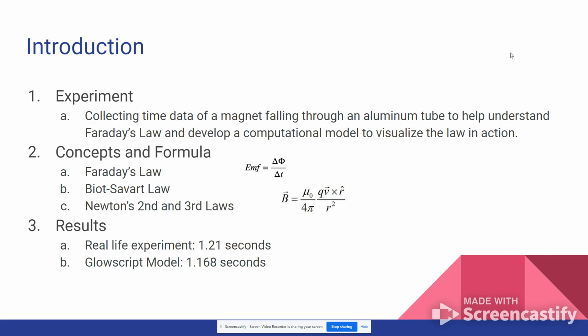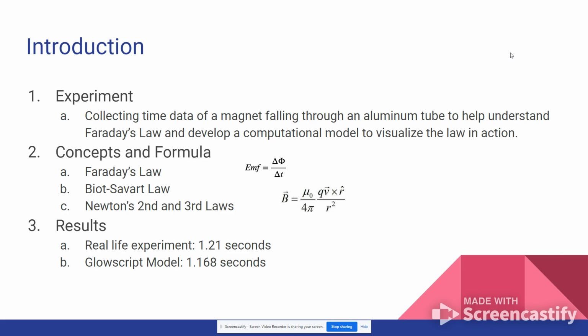The experiment in this lab states that the time data of a magnet falling through an aluminum tube will be collected to help understand Faraday's Law and develop a computational model to visualize the law in action. The formulas used in this lab are Faraday's Law, which states that the electromotive force is the result of the change in magnetic flux over the change in time. Additionally, the Biot-Savart law from Lab 2 was used.